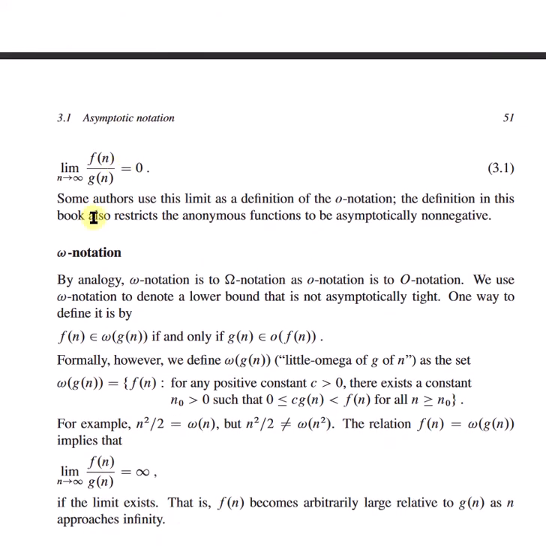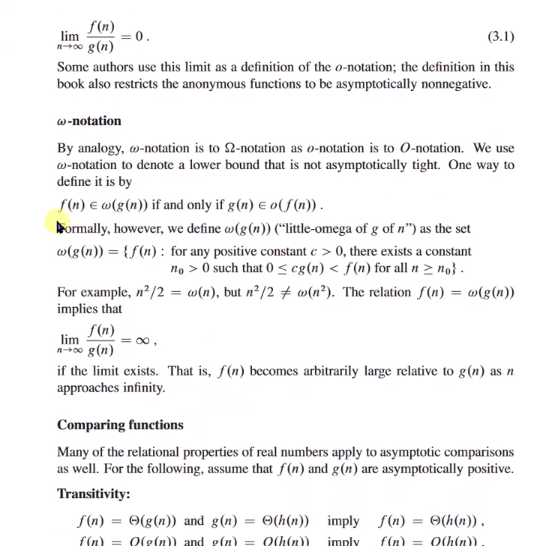Some authors use this limit as a definition of the small o notation. The definition in this book also restricts the anonymous functions to be asymptotically non-negative.